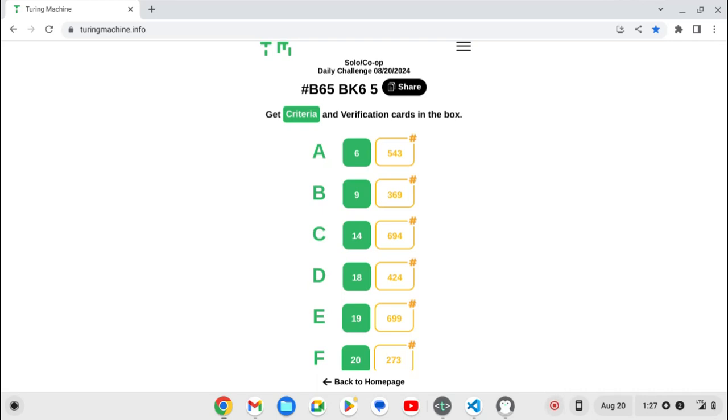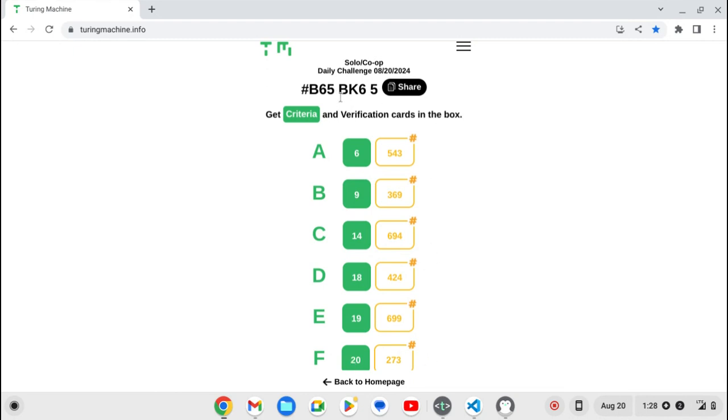Let's begin. Today's August 20th, 2024, and we're solving the Daily Turing Machine Puzzle. Today's puzzle uses the following 6 criteria cards: criteria card 6, 9, 14, 18, 19, and 20. And the puzzle uses the orange verification cards.